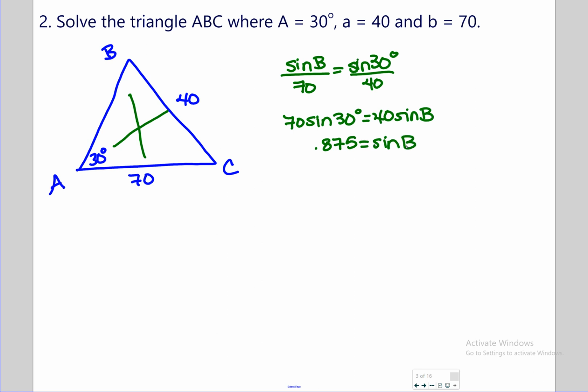And then how do you get rid of the sine in front of the B? Inverse sine on both sides. And you're going to get, I'm just going to round to the nearest degree, 61 degrees.